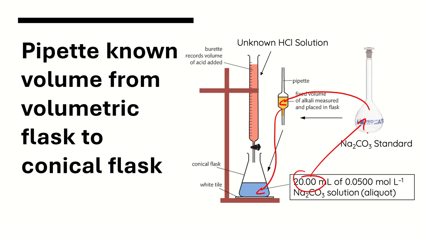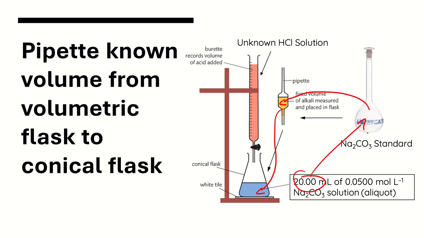Well, have a think about how the concentration changes from the volumetric flask into the conical flask, and hopefully you come up with the answer that quite simply it does not change. All you're doing is moving solution from one place to another. There's no reason why the concentration would change. You're not adding water to it, you're not taking water away, you're not adding more solute to it, you're not taking solute away, if that's possible.